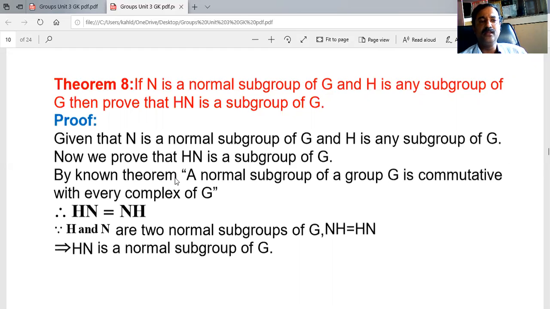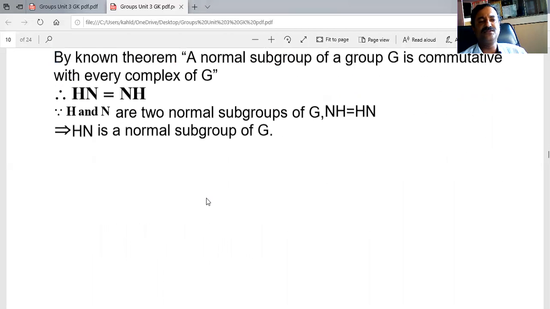By a known theorem, a normal subgroup of a group G is commutative with every complex of G. By that theorem, here we can consider that H is a complex and N is a normal subgroup. So HN is equal to NH. Here H and N are subgroups and NH is equal to HN. That means HN is a subgroup of G.